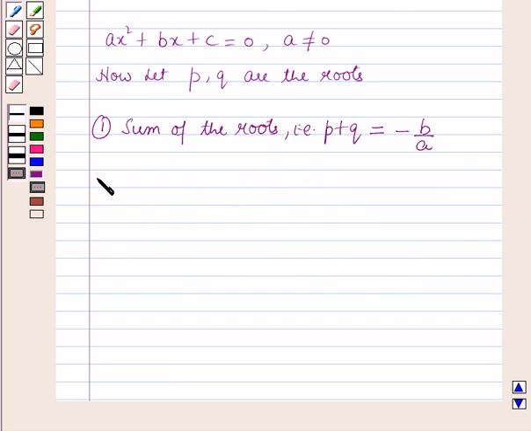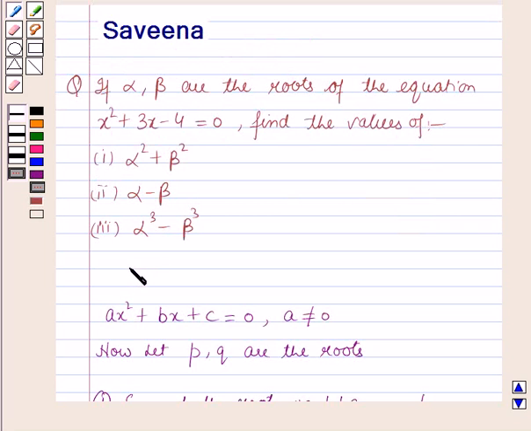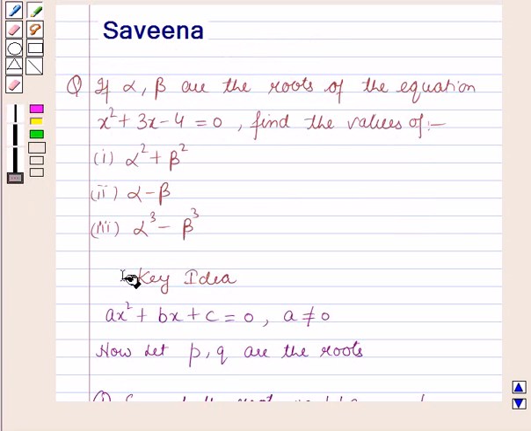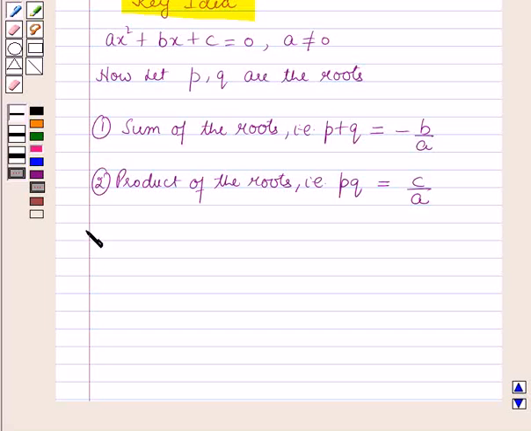Also, the product of the roots, that is p into q or pq, will be equal to c over a, which means the product of the roots is equal to the absolute term over the coefficient of x square in the given equation. Now these results will work out as a key idea for solving this question. And now we will start with the solution.